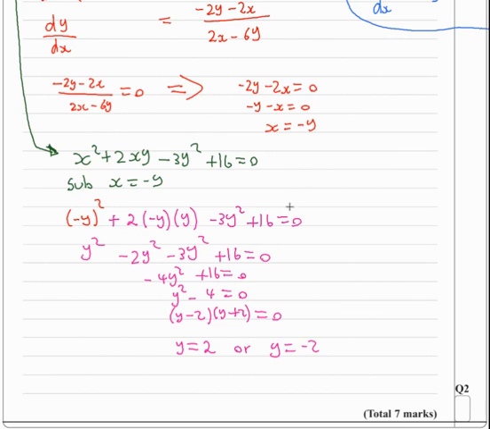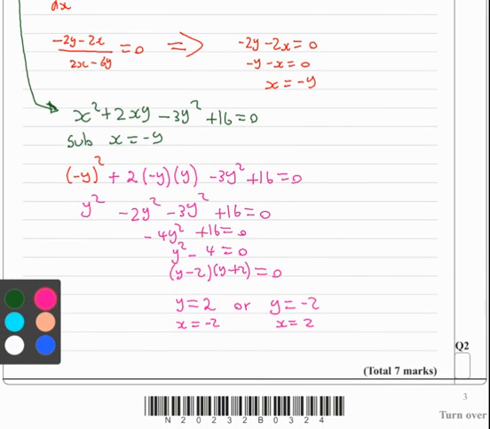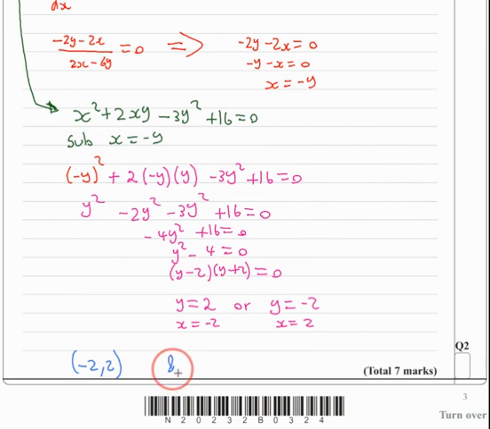And if x was equal to minus y, that would mean that x in this case is equal to minus 2. And over here, x is equal to 2. Which means, we're not done. The coordinates themselves are minus 2, 2. And 2, minus 2. And there we go. There we have it. That's the question done.